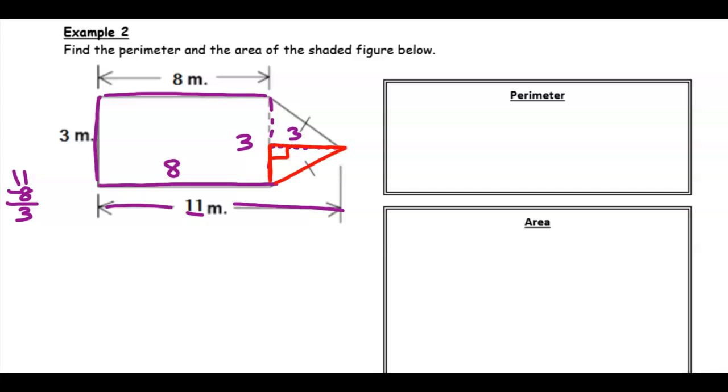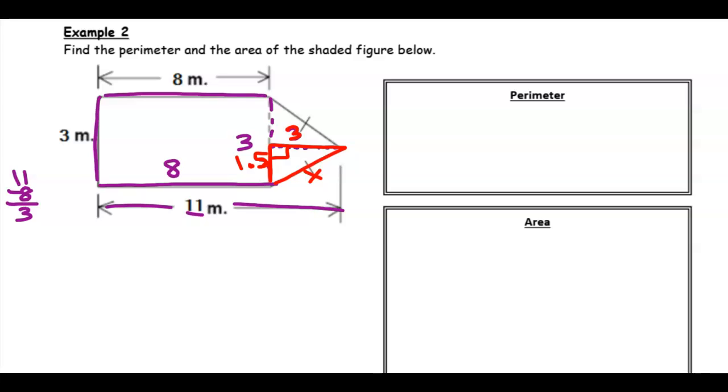So what is this part right here? Half of 3, right? So it's 1.5 right here. 1.5. And then the height right here is 3. Okay. So now, could I use the Pythagorean theorem to figure out the missing side length? I know there's a decimal, but you can do it.